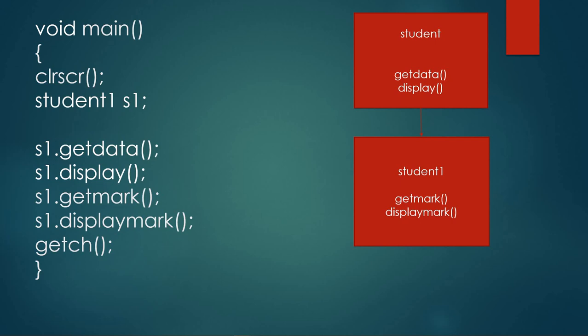That is, using the object of the derived class, we can access the properties of student and student 1. That is why here we are creating the object of the derived class, and using that derived class object, we are accessing the base class functions and derived class functions.